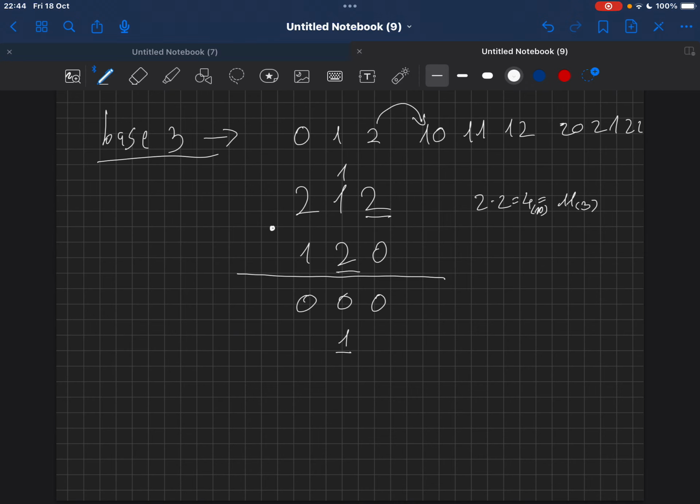The 1 is right over here. Okay, so the next digit is 2 times 1 plus 1, which is 2 plus 1, which is 3. 3 in base 10 is 10 in base 3, so I'm writing here 0 and 1 over here. Now 2 times 2 is 4, plus 1 is 5. 5 in base 10: this is 3, this is 4, this is 5, so it's 12.